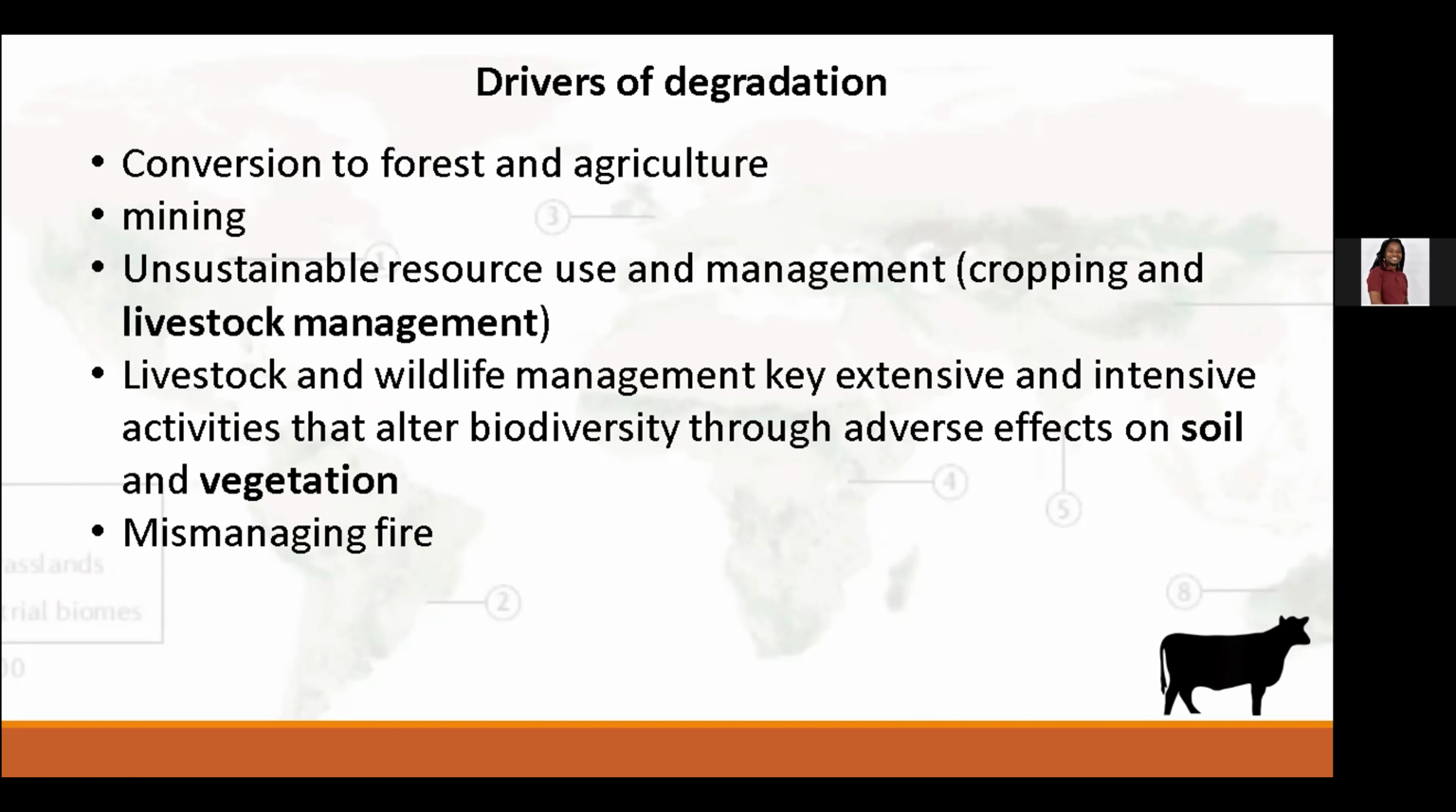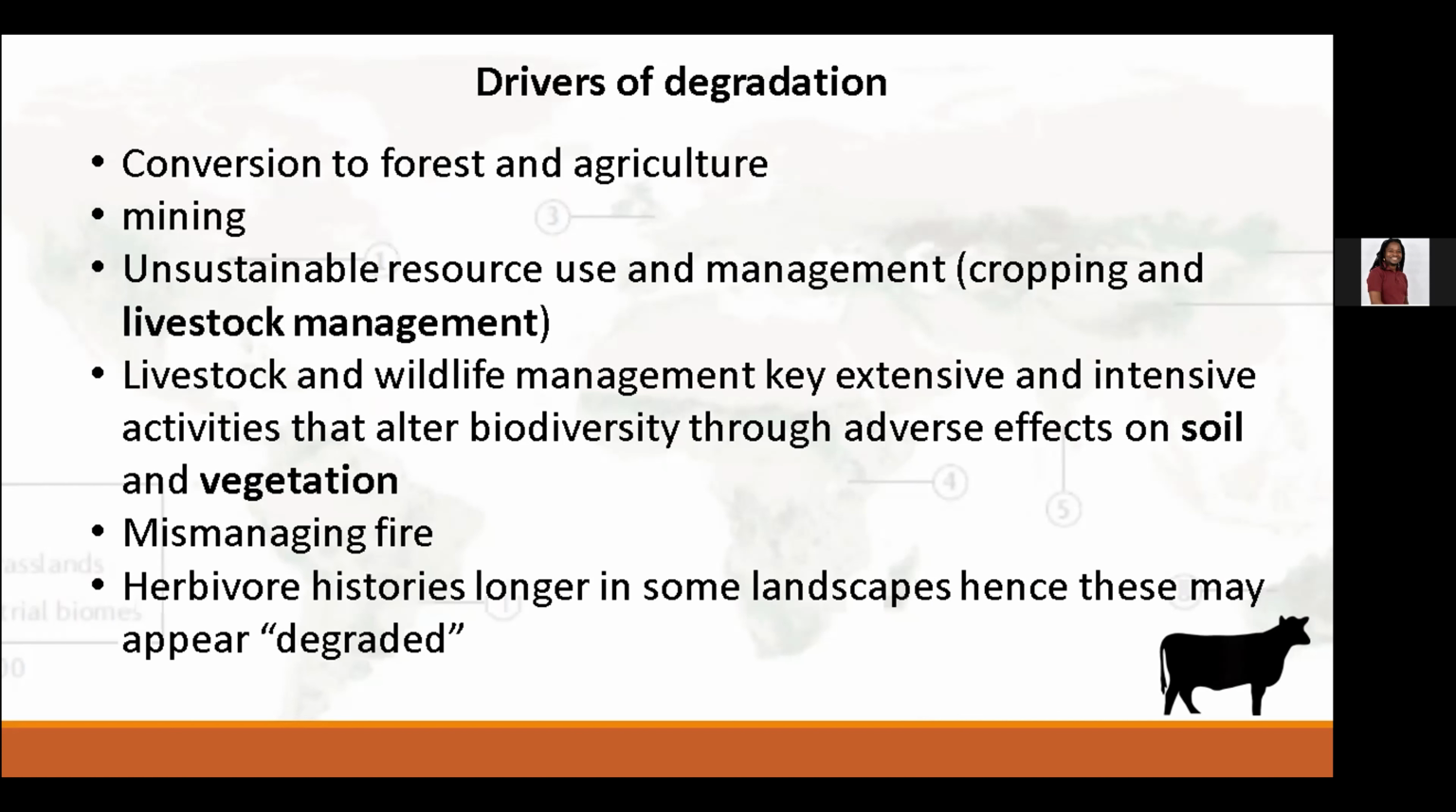And one of the key drivers that is actually mismanaged in grasslands is fire. Fires are not used very well in many grasslands, and this is a key issue which affects biodiversity, soil, and a lot of the function that the grasslands provide. And one of the things is that herbivores are not just new in some landscapes, they've been there for much longer. And because of that, some landscapes may be perceived as degraded, whereas they are actually not degraded.